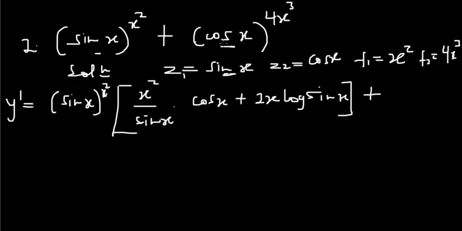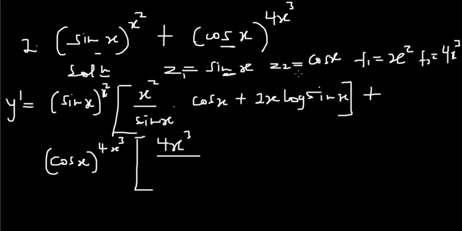So plus z2, which is cos x, exponent 4x cubed. So we have 4x cubed. Then you open your bracket. f2 is 4x cubed divided by z2, which is cos x. And then you just multiply that by z prime. Again, from here you can notice that we took the differential of sine x, that's z prime.